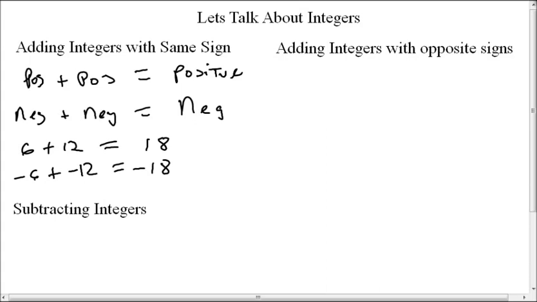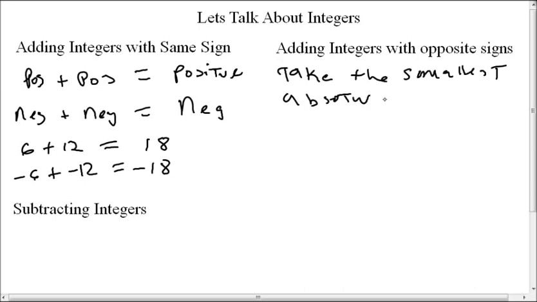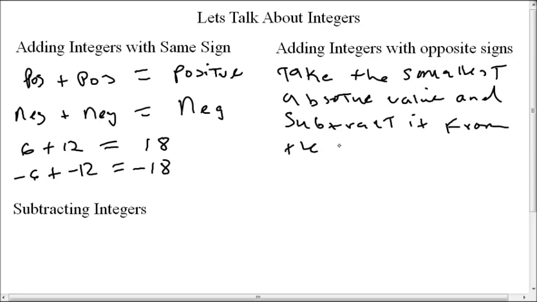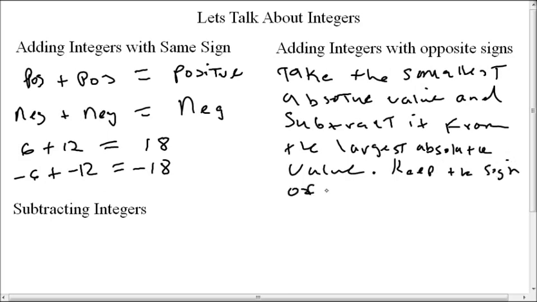Now, if we're adding integers with different signs, we take the smallest absolute value and subtract it from the largest absolute value, and we want to keep the sign of the largest absolute value. That's the way it works.